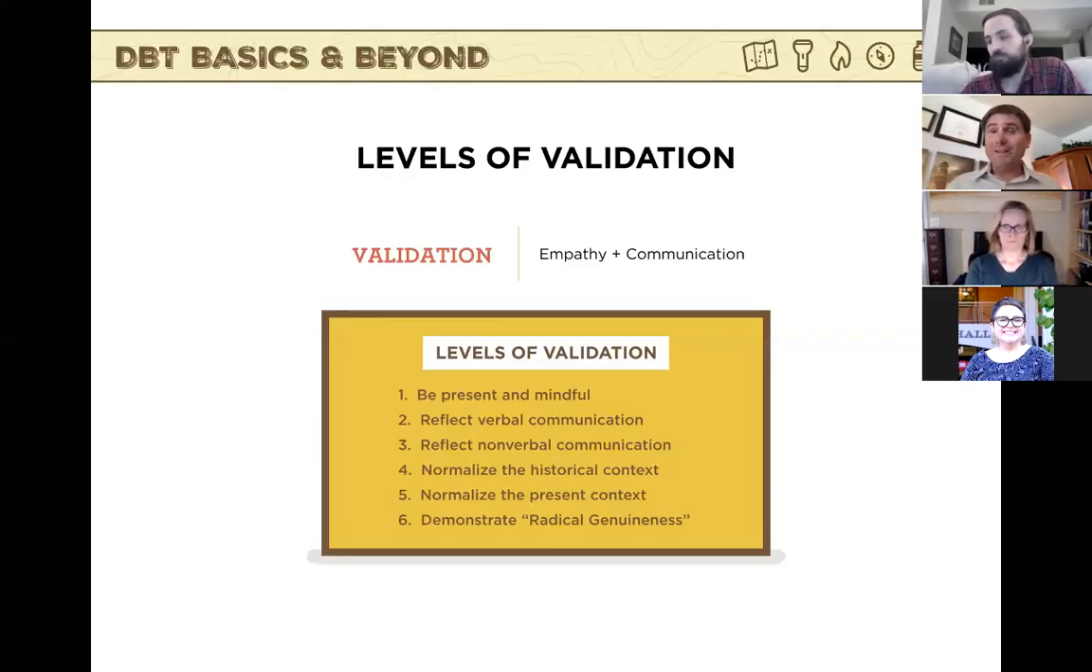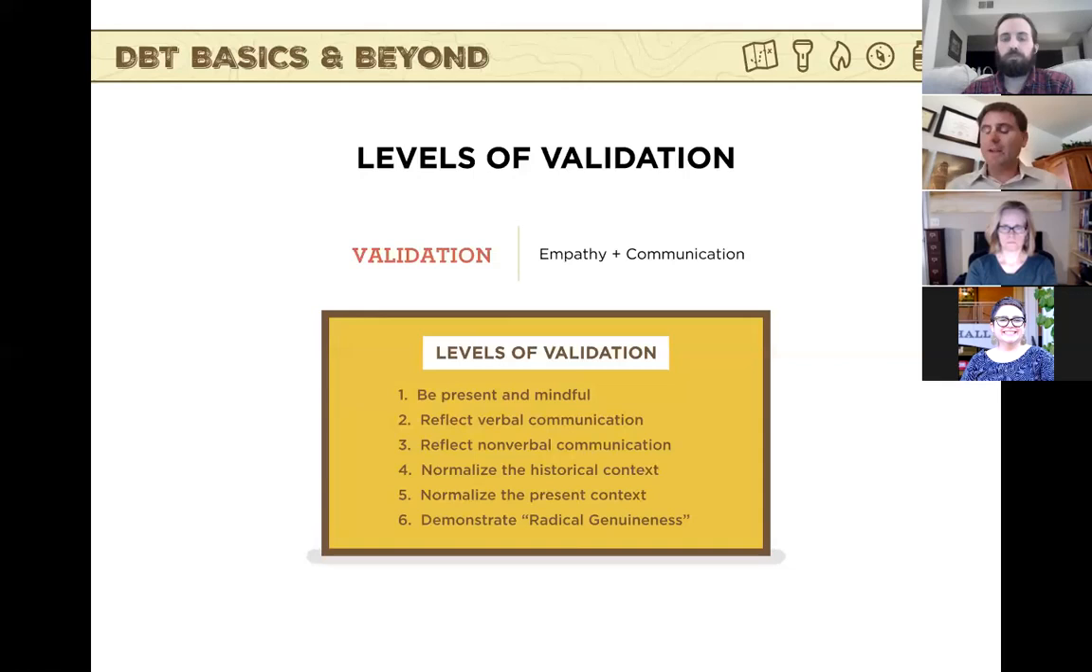So you can say something like, okay, you said X, Y, and Z with your words, but your body language and your facial expressions seem to be telling me something else. And I want to make sure I'm tracking with both, because both are important messages, right? So can we talk a little bit more about what your body language is telling me? And that's actually a way of showing that you're really paying attention to them.